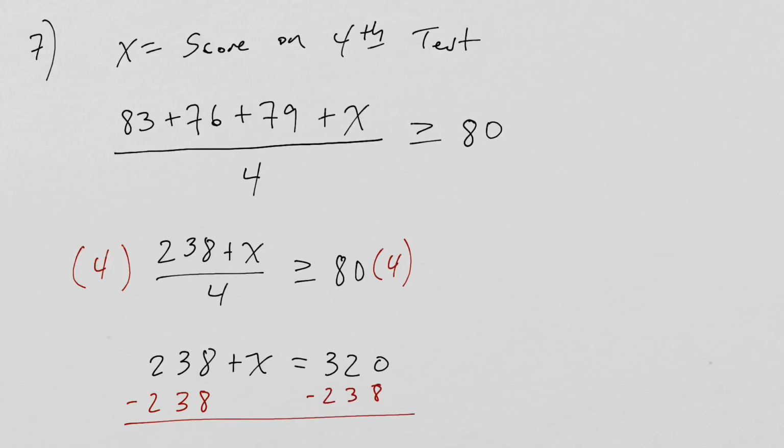And I'll end up with, oops, this is a greater than or equal to. That didn't change. So I'll end up with x is greater than or equal to 82. So this is at least an 82.